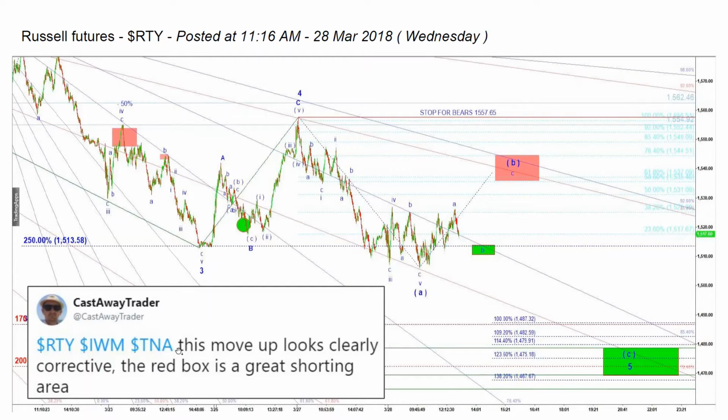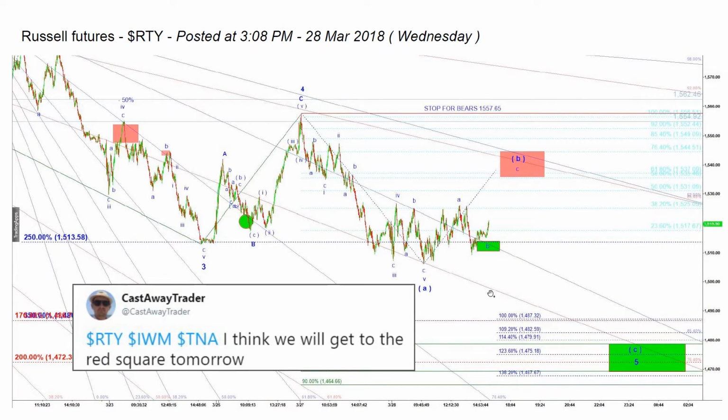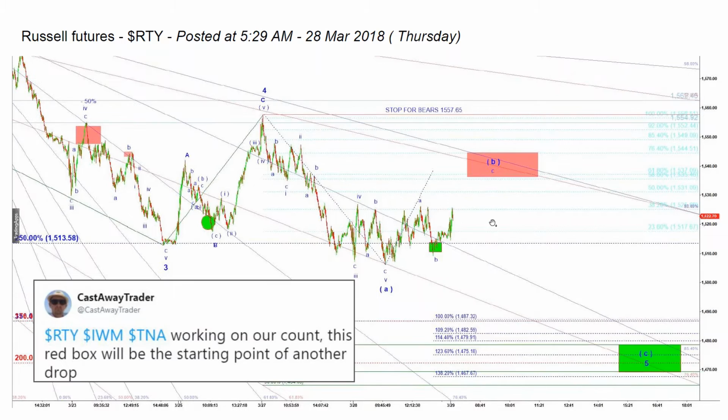And here I posted: this move up looks clearly corrective. The red box is a great shorting area. Finally, on Wednesday I posted it after close, so we closed with the tape which would look like that. That ugly rally would extend and hopefully would finally get to the red box.